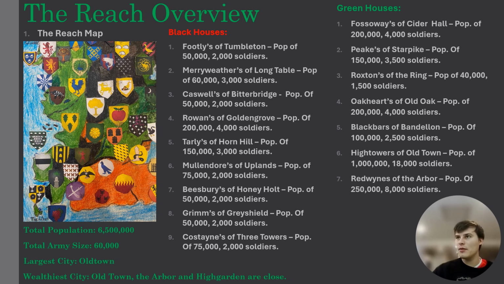Fun fact for the Merryweathers, Owen Merryweather was one of the last Hand of the Kings to any Targaryen king, King Aerys II, the Mad King. The Caswells of Bitterbridge, again, pretty standard population, pretty standard military size. They're just left of, or west of, the Merryweathers of Longtable.